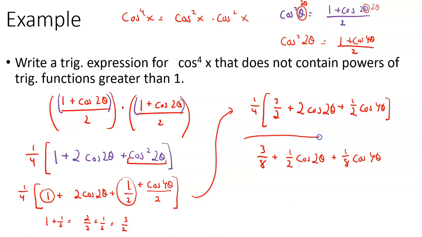That's my answer. I have successfully written cosine to the 4th power as a trig expression that does not contain trig functions, powers of trig functions greater than 1. And again, it'll have cosines of 2 thetas, it'll have cosines of 4 thetas, but it won't have anything squared in it. And that's what's important here.